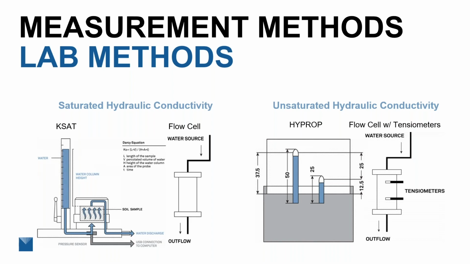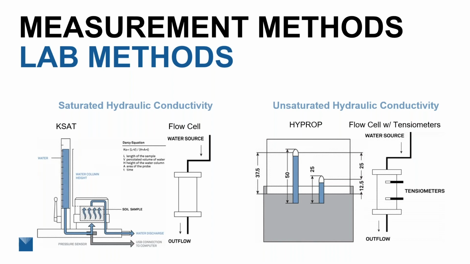With the KSAT versus the flow cell device, one of the main advantages of the KSAT is that it's a fully automated device, so there's really no need to set up a measurement for the outflow or the inflow. It's just set up and ready to go. With a flow cell device, typically you're going to have to customize your setup and get it built and ready for you. So it's just a little more work into getting that setup going.